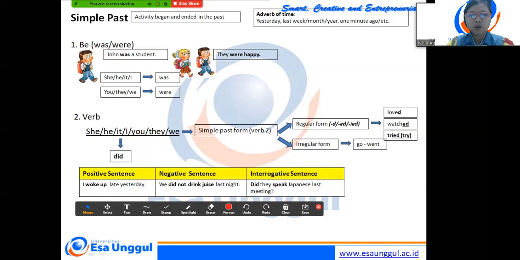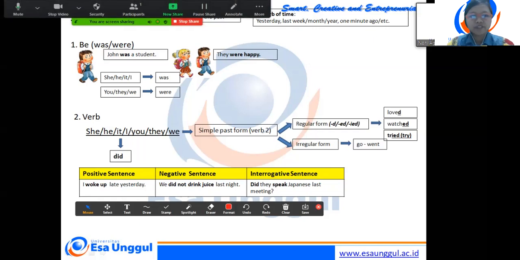You can use was if the subject is she, he, it, or I. You can use were if the subject is you, they, or we. Look at the example. John was a student. They were happy. The subject John, the verb was. The subject they, and the verb were.